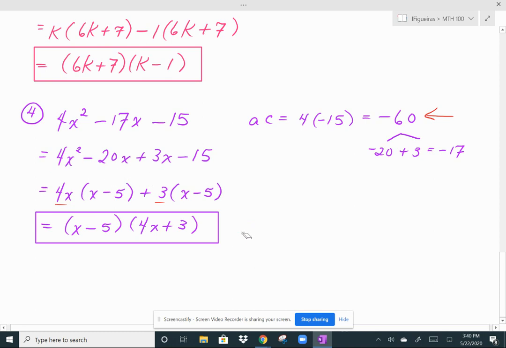Again, check these by FOILing until you get really comfortable with this technique. So that's it for this lesson. Give it a try. The more you practice, the better you get at this.